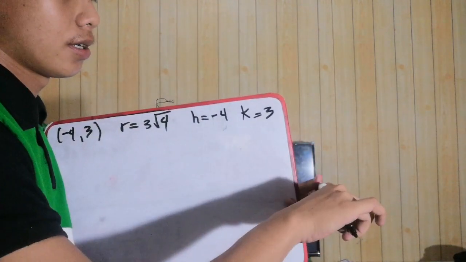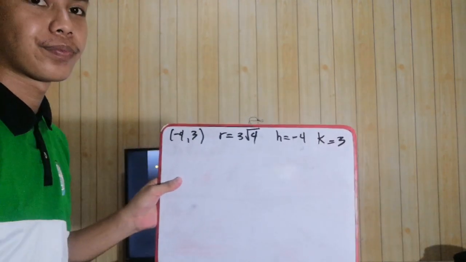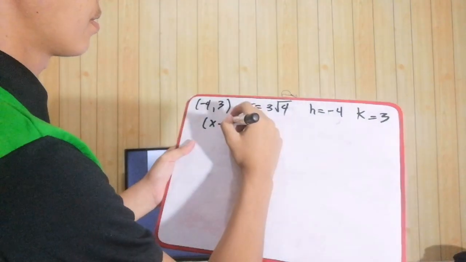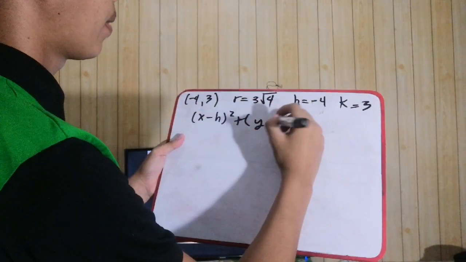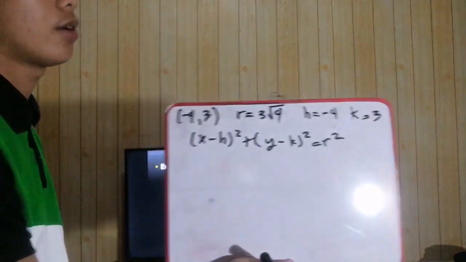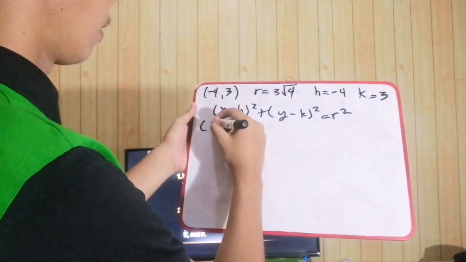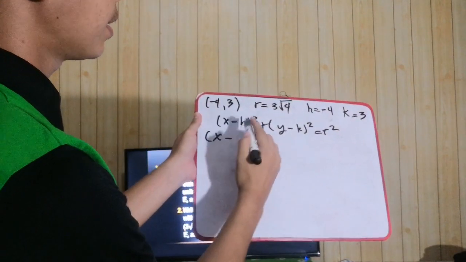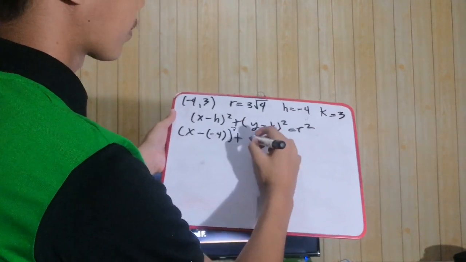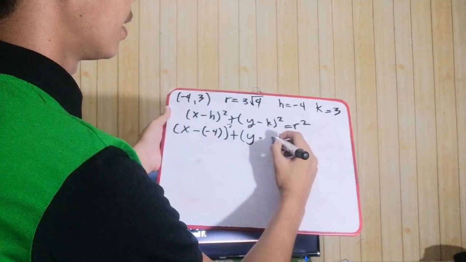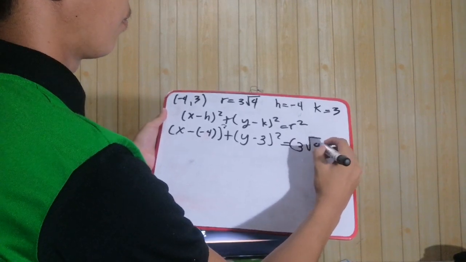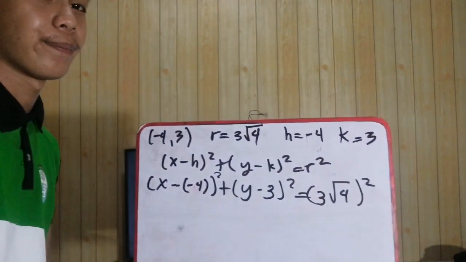Now, solve this one using the center radius form. Okay, center radius form is x minus h squared plus y minus k squared equals r squared. Okay, yes. Now let's substitute. For the value of our h is negative 4, so we'll write this as that squared. Y, the value of our k is 3. Our r is square root of 4 squared. Now let's expand this one.